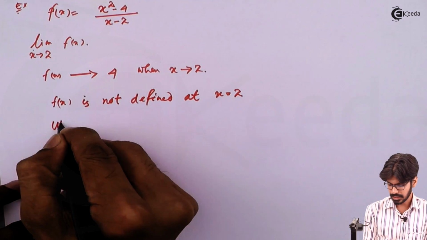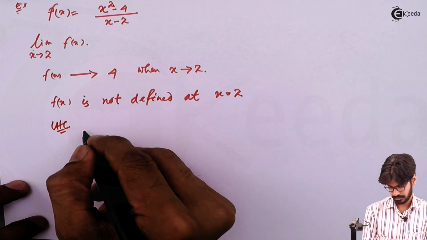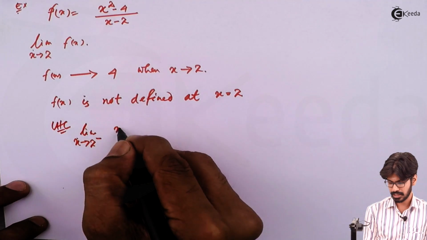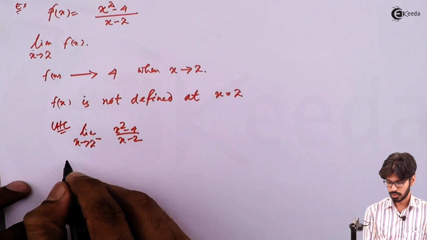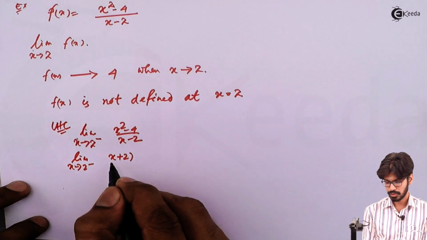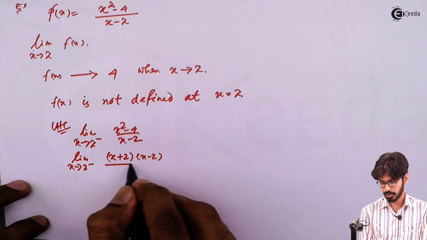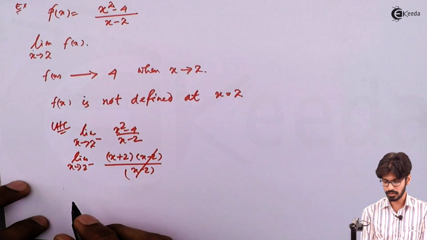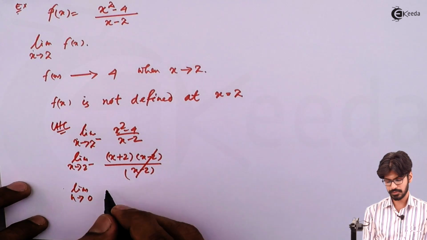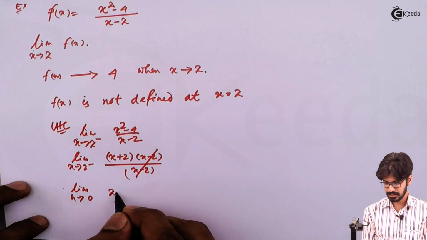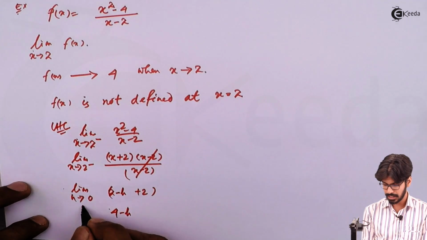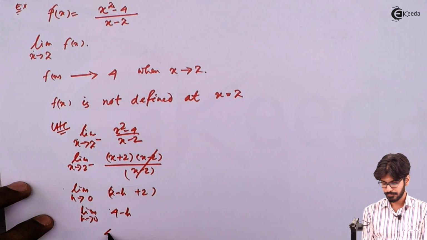Here LHL of this function is limit x tends to 2 minus of x square minus 4 upon x minus 2. So limit x tends to 2 minus of x plus 2 into x minus 2 upon x minus 2. This will be cancelled out, and the final value of this will be limit h tends to 0, in place of x we will put 2 minus h, plus 2, that is equal to 4 minus h when h tends to 0. So the value is 4.